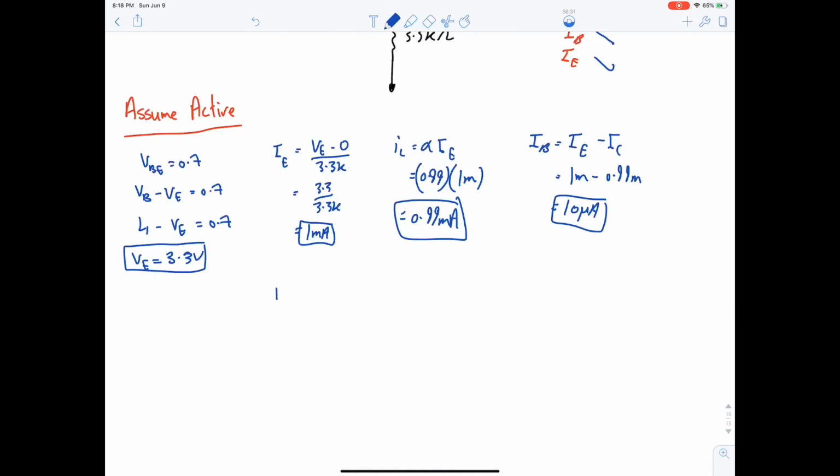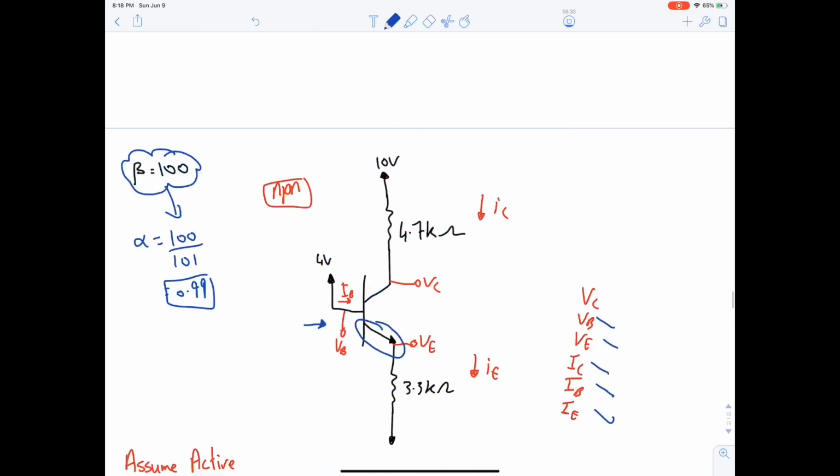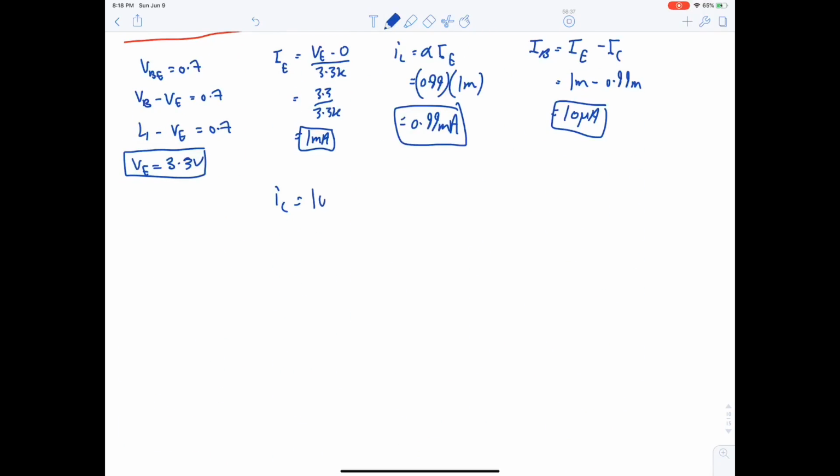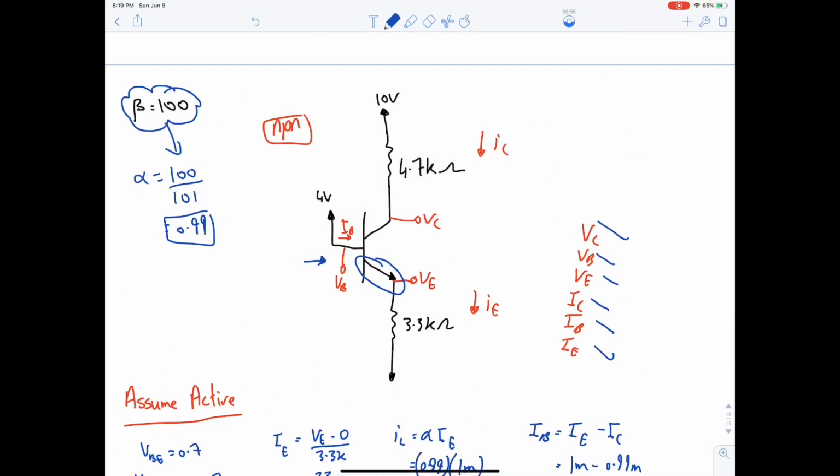We're left with VC. We can find VC through Ohm's law. So it will be 10 minus VC over 4.7K. VC is equal to 10 minus 4.7K IC. If you calculate this, you will get 5.35 volt. Okay.